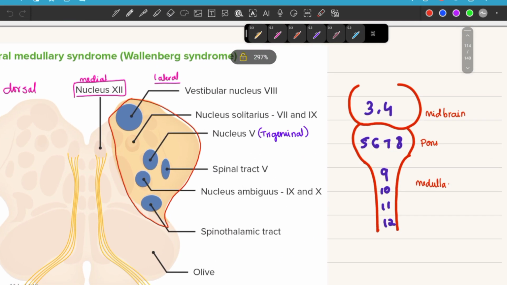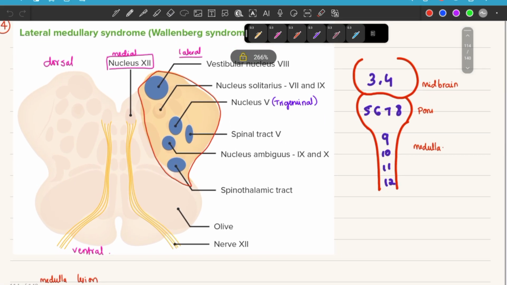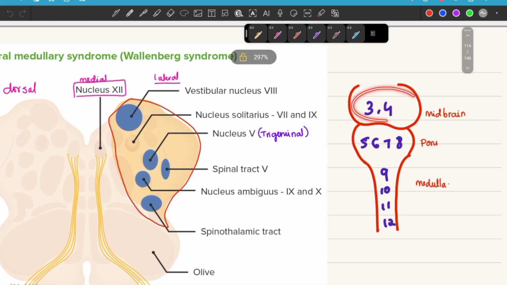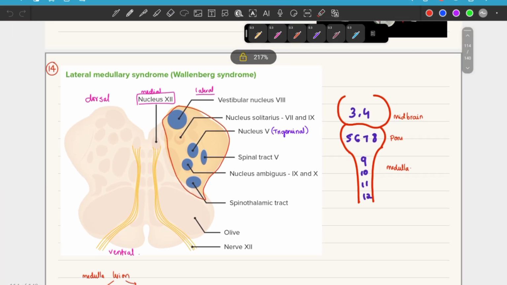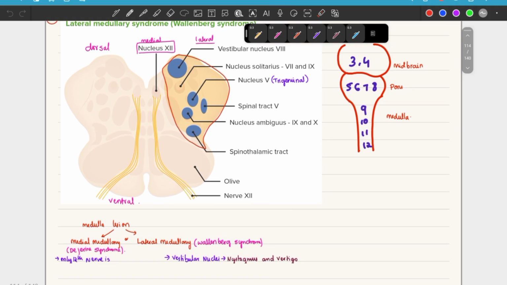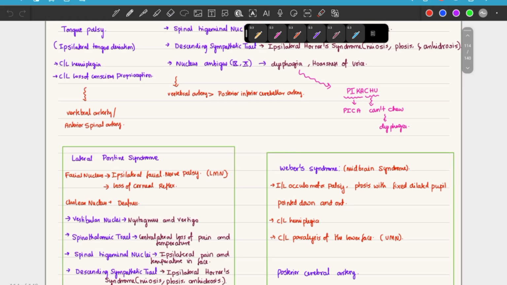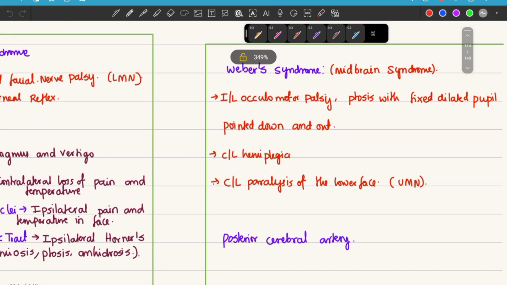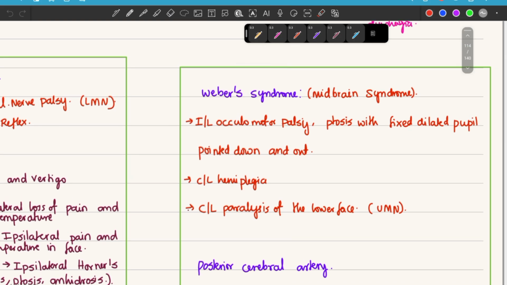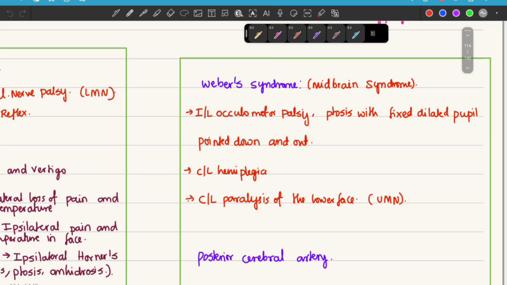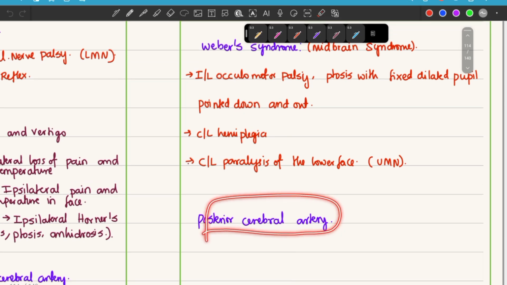First thing you have to know which nerve comes where. If it is a midbrain lesion, there will be 3 and 4. You get a Weber syndrome. Okay, let me explain here only. That is, patient presenting with contralateral hemiplegia with ipsilateral ptosis. Okay, this is by the posterior cerebral artery. This is the midbrain syndrome, that is Weber syndrome.